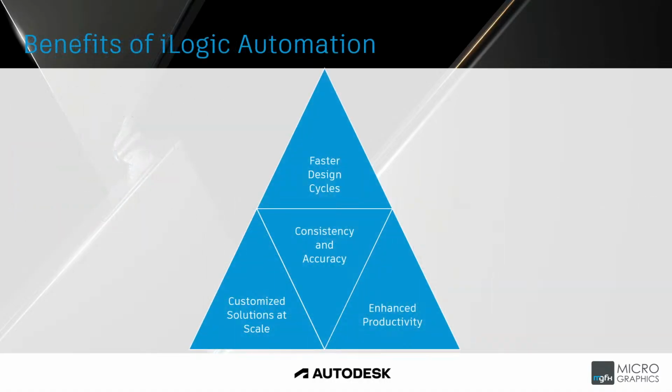The benefits of iLogic automation: you've got faster design cycles. This reduces manual effort and turnaround time. Consistency and accuracy eliminate input errors and standardize outputs. Customized solutions at scale, where you can generate product variations effortlessly. Enhanced productivity. It frees engineers to focus on innovation rather than repetition.